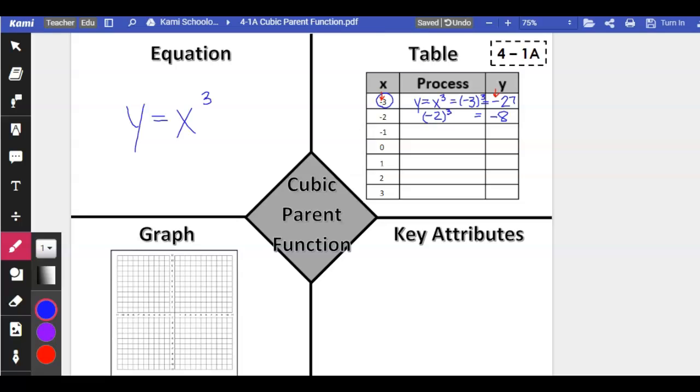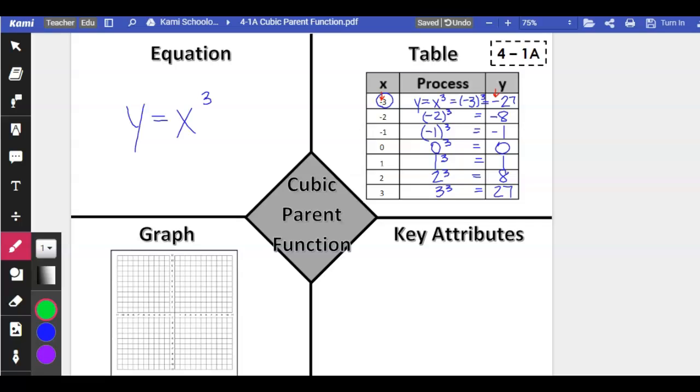So what I'd like for you to do right now is pause your video and try to find the rest of the y values using the same process. Take x and cube it. Pause your video. So you should have the following y values. Check yours to make sure that they are what mine are.